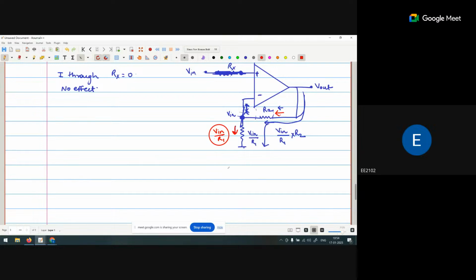If the same current is coming from this one, the voltage drop across this resistance R2 is V in by R1, the current, multiplied by the resistance. Now the voltage at this point and the voltage at this point will both be added to become the output voltage. So V out is equal to V in. Can I take V in common? Then 1 is remaining, and from here R2 by R1 is remaining. So again the answer is V in times 1 plus R2 by R1.